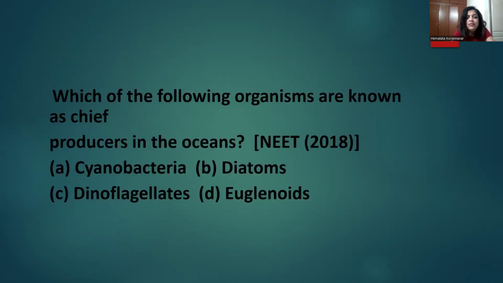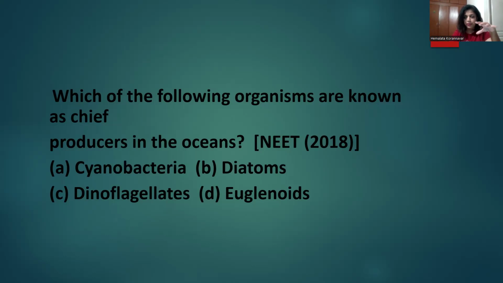Which of the following organisms are known as chief producers in the ocean? It is around a 2018 question. Whichever is there in your syllabus, I have taken that. Okay. Chief producers, who are producing more food, that is the plants or algae: cyanobacteria, diatoms, dinoflagellates, euglenoids. Diatoms are the chief producers. They are the phytoplanktons, and they are in huge numbers in the ocean. So the highest producers in the ocean are diatoms.